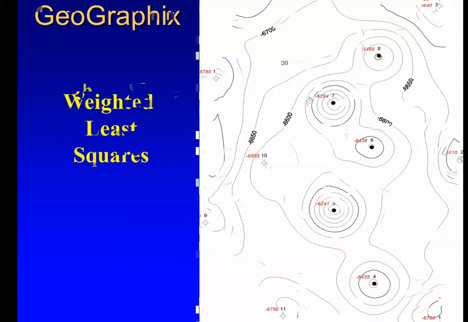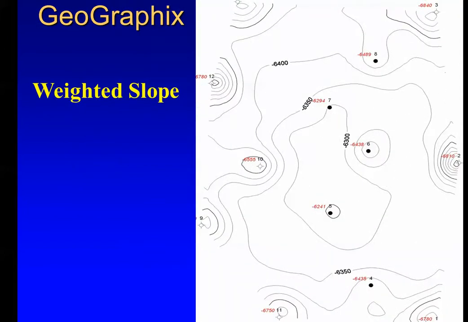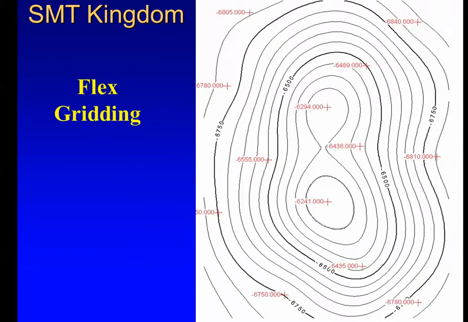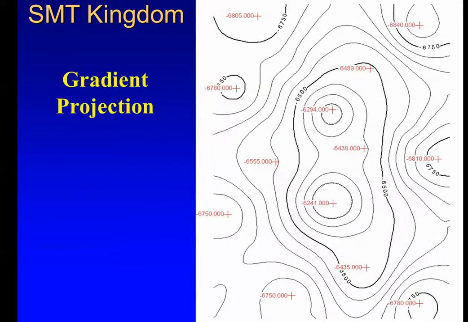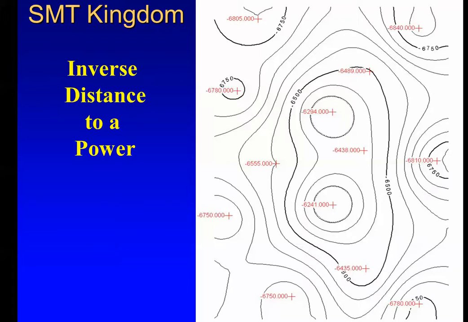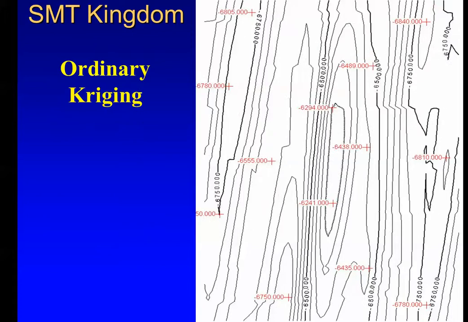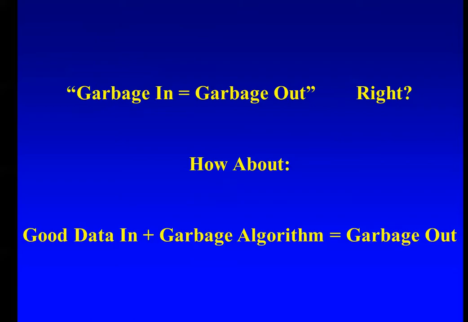geographics weighted least squares, geographics weighted slope, or Kingdom's cubic spline, or flex gridding, or gradient projection, or inverse distance to a power, or natural neighbor, or ordinary kriging. Remember that all of those maps use the same original data. So, garbage in, garbage out, right? How about good data in plus a garbage algorithm, and you get garbage out.